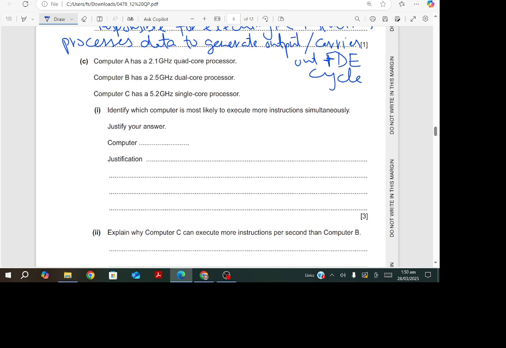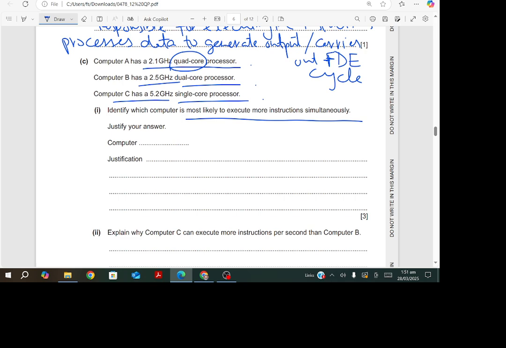Yes, this question is again the easiest one. Computer A has a 2.1 gigahertz quad core processor. Computer B has a 2.5 gigahertz dual core processor. Computer C has a 5.2 gigahertz single core processor. Identify which computer is most likely to execute many instructions simultaneously. Obviously, this is the easiest task for you, since the first one is a quad core computer A.